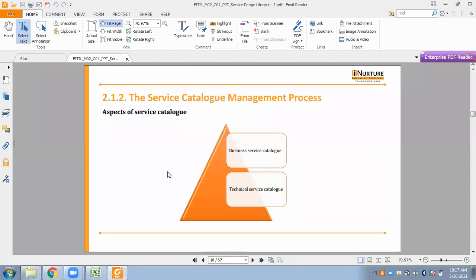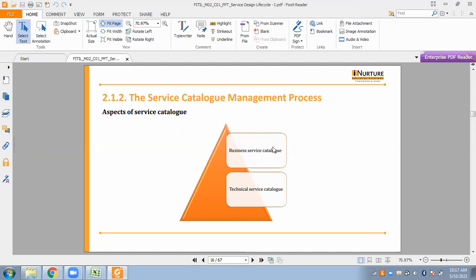Next, we have aspects of service catalog. We have two aspects of the service catalog. One is the business service catalog and the next is the technical service catalog. So what is in the business service catalog? Okay, it basically contains the details.